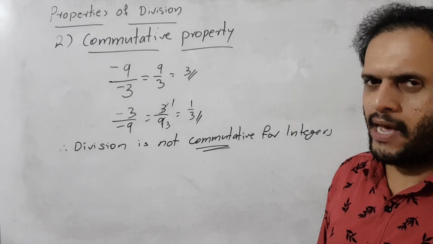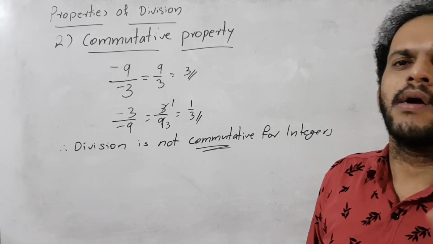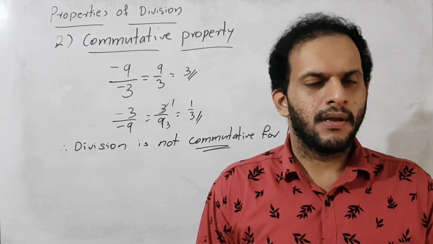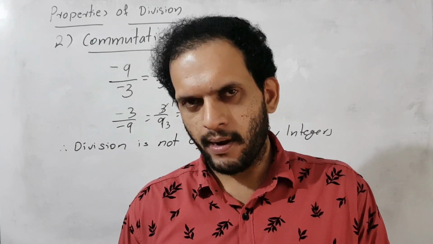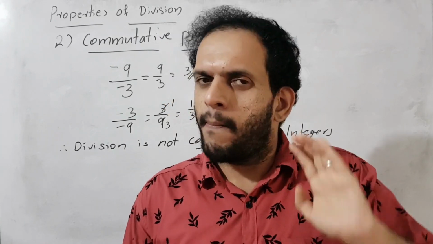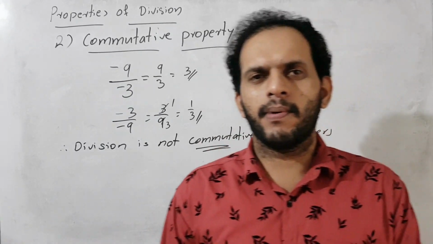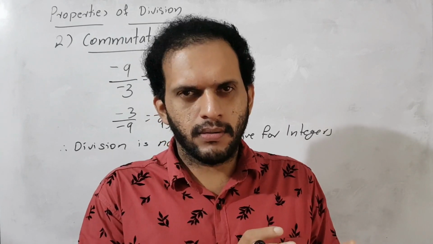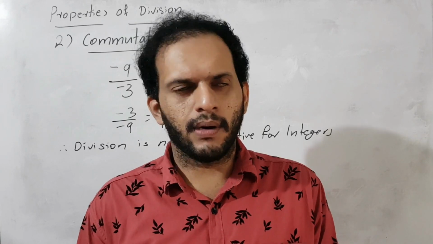Okay. Division does not satisfy the closure property, and division does not satisfy the commutative property. Then what is our third property? Yes, the third property is the associative property. I told you the difference between the associative property and the commutative property. The commutative property we discuss in the case of two numbers. The associative property we discuss with more than two numbers.